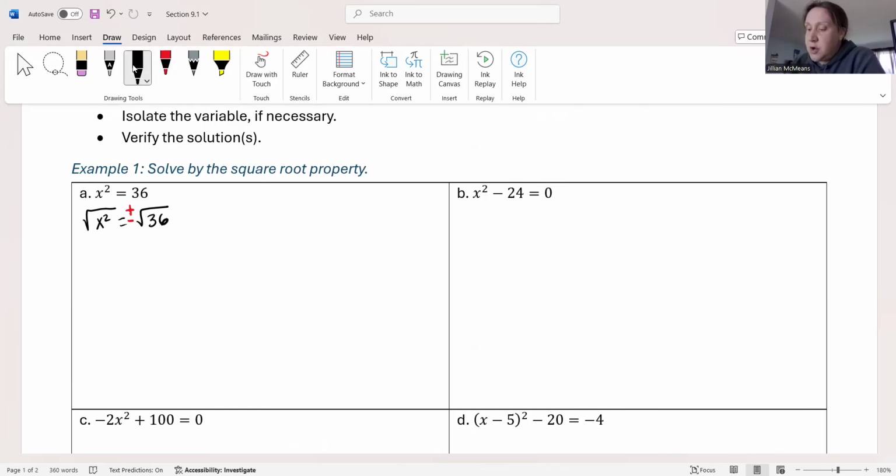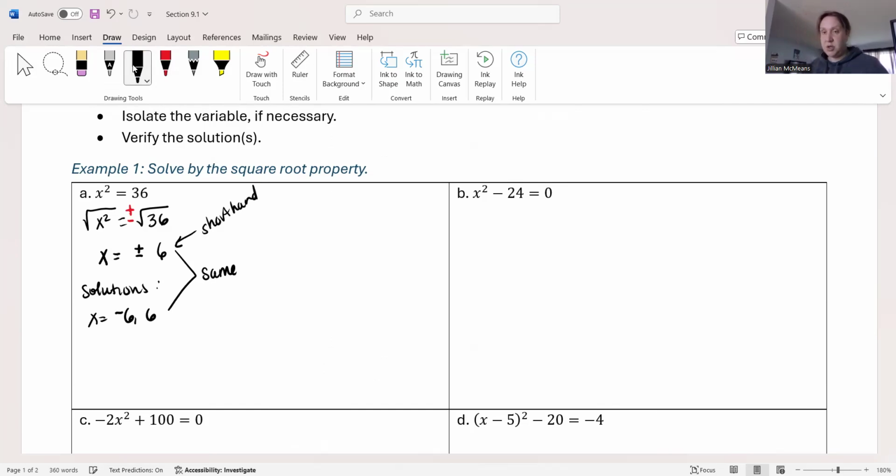Okay? So the square root of x squared is just x. That's easy. And then we get plus or minus the square root of 36. Well, the square root of 36 is just 6. That's one of two identical factors of 36. So we would say the solutions here are x equals positive 6 and negative 6. These two things are the same. This is just shorthand. So just make sure you understand what plus or minus means.